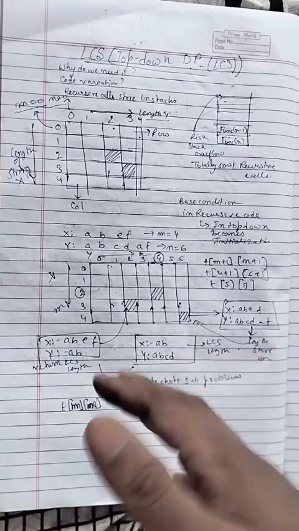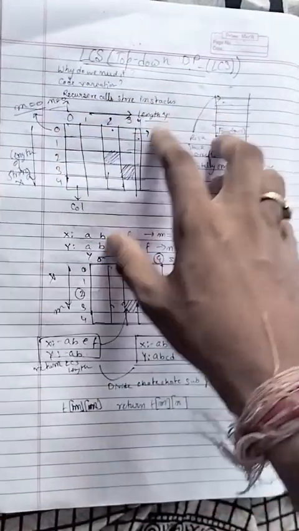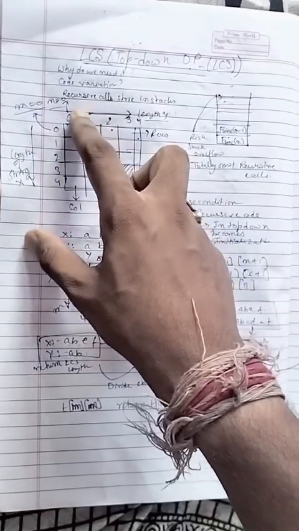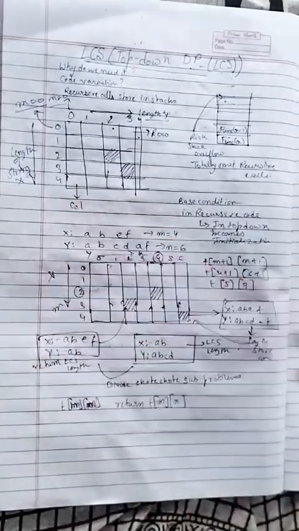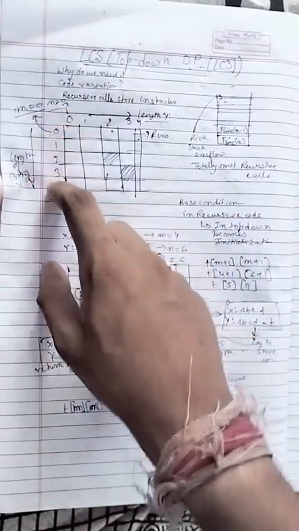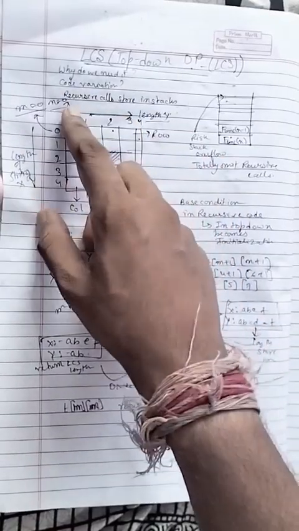So m and n are changing, so the table will be of m and n. The length of string x is m, and the length of y is n. So this will be the table of rows and columns. Now this is the string x on each row, and this column represents n equal to 0.